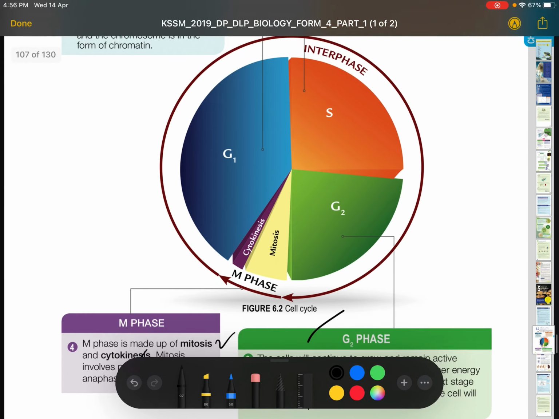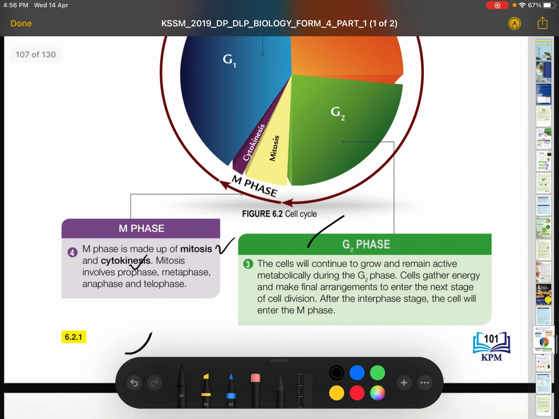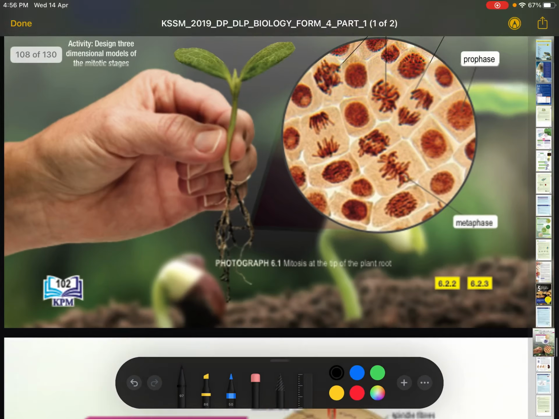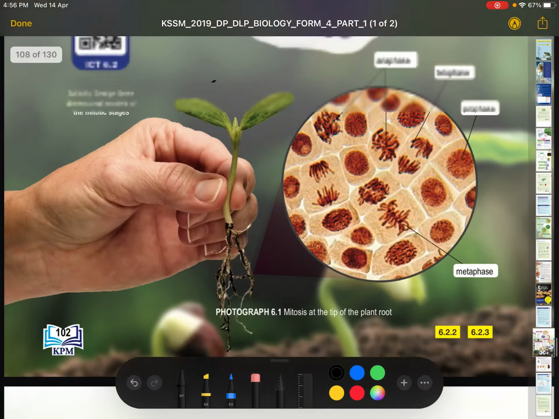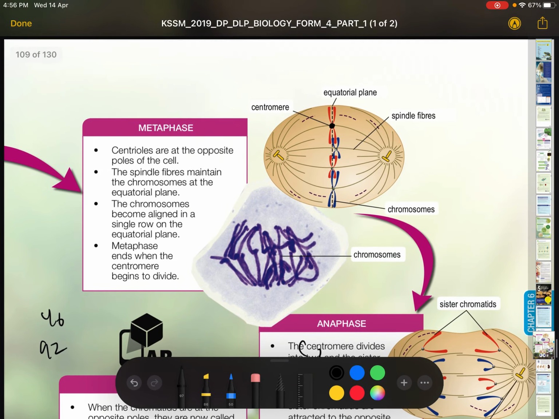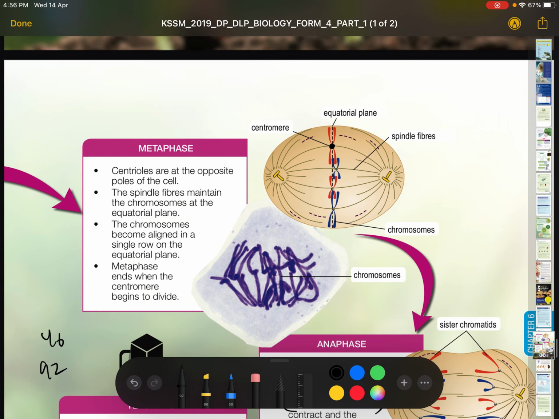Okay, now the main question. I have 46 chromosomes here in the normal cell, and then they divide into two. Wouldn't it become 23 if I divide into two? Now, that's where you have to consider: during S phase, the chromatin duplicates to become sister chromatids.